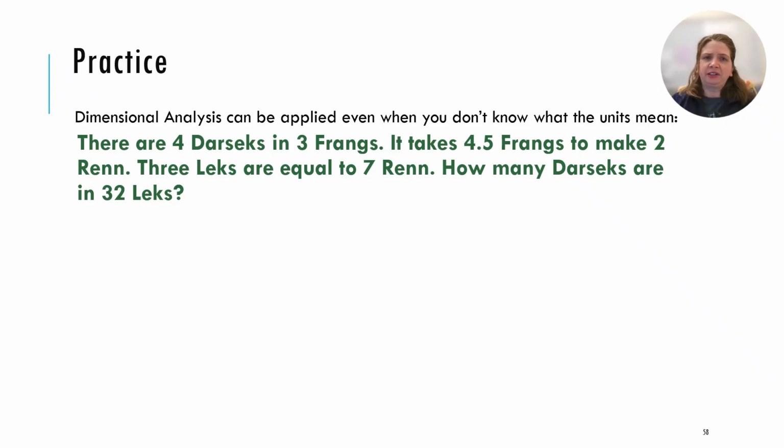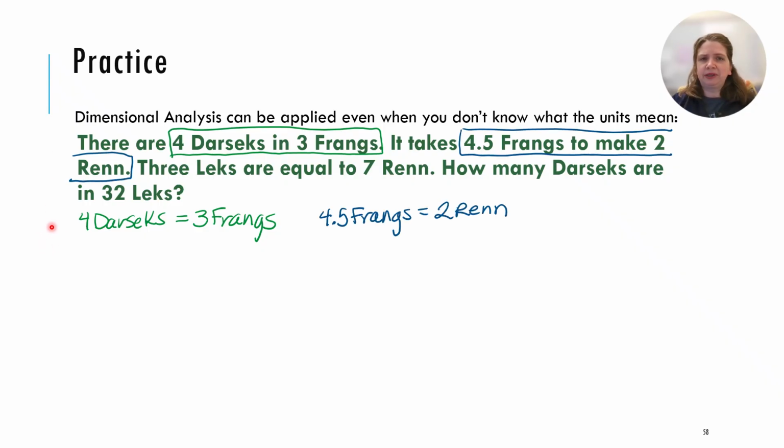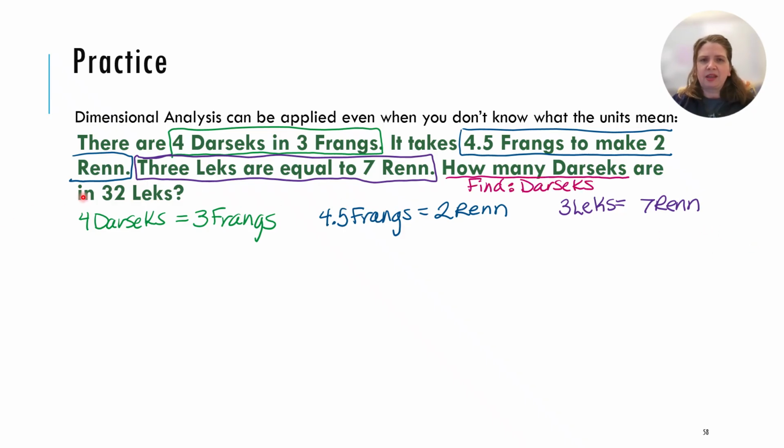We identify the conversion factors. 4 darsecs is equal to 3 francs. 2 ren is equal to 4.5 francs. 3 leks is equal to 7 ren. Our given value is 32 leks. And our final unit needs to be darsecs. Any other units are just intermediate units needed to establish a link between our given and desired units.